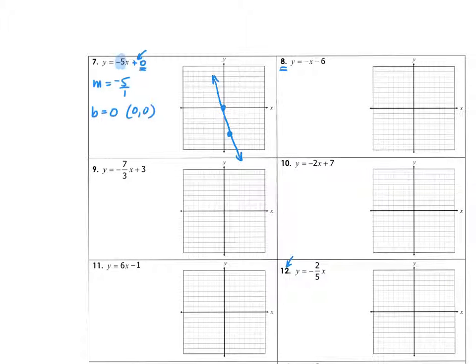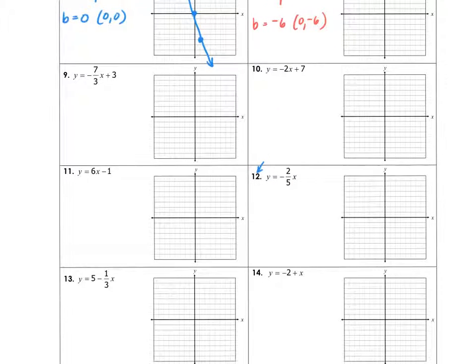For number 8, there is a -1 in front of that x. So the m will be -1 over 1, because it's a whole number. You have to put it over 1. And your b will be at -6, so that's the point 0, -6. So that should help you with that one. Let's see what else. Here, again, your b is 0.